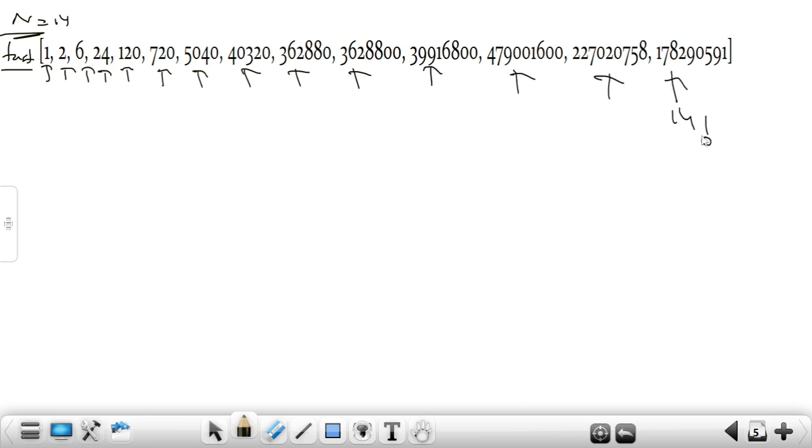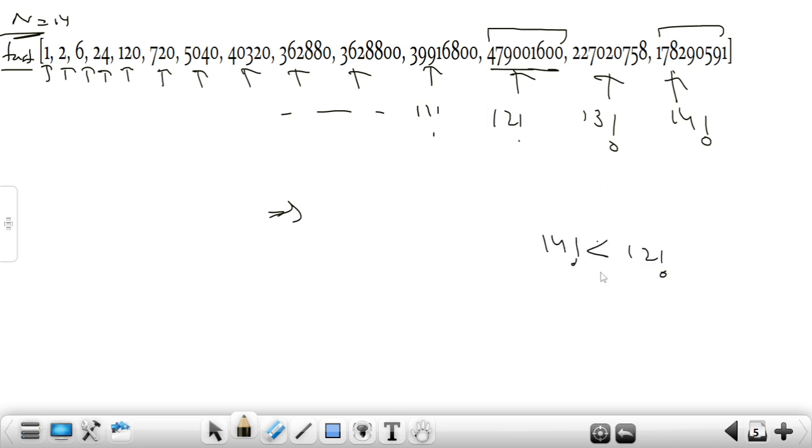So this is 14 factorial, this is 13 factorial, this is 12 factorial, this is 11 factorial, and so on. Now surprisingly you will notice one thing: this is 14 factorial and this is 12 factorial, but this value is greater than 14 factorial. Is it true that 14 factorial is smaller than 12 factorial? No, of course it's not true. But why is my factorial array giving this?